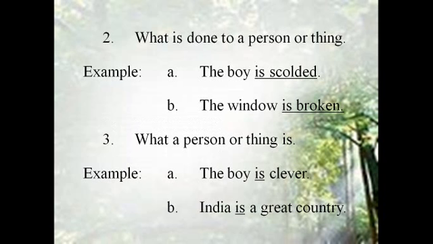A verb tells us what is done to a person or thing. What is done to a person or thing? The boy is scolded. Here, the boy is a person. What is done to the boy? He is scolded.